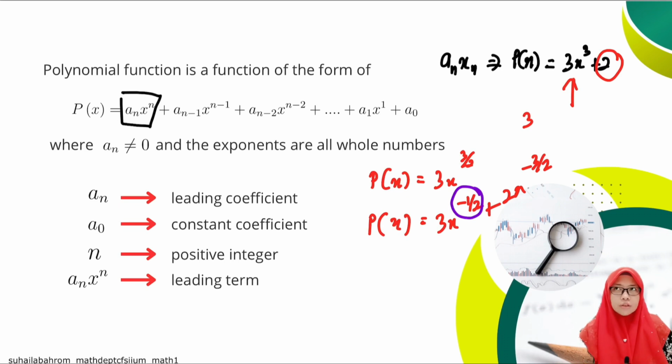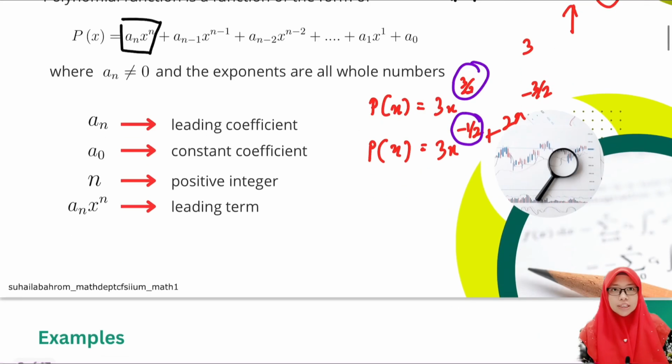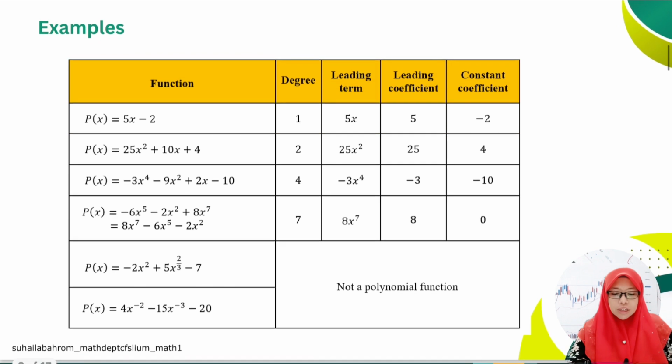So what is a positive integer? For example, we have 1, 2, 3. It starts from the value of 1. So even though we have 3 over 2 here, we don't call that an integer. That one is a rational number. Okay, so let's look at examples of polynomial functions here.